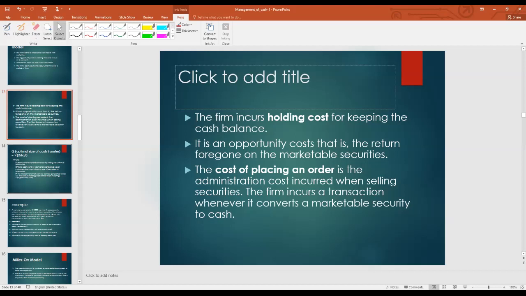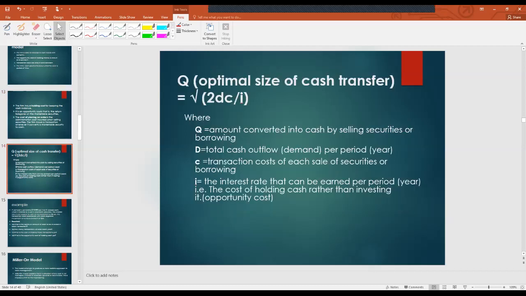And the Q proposed by the model, therefore, is equal to the square root of 2D times cost per order divided by holding cost. And this time around, the cost per order is the brokerage fee, the transaction cost. Holding cost, we have mentioned, is the interest foregone. That is it. The Q proposed by the model is exactly like the EOQ model. There is no difference. Only that cash now is considered like inventory.